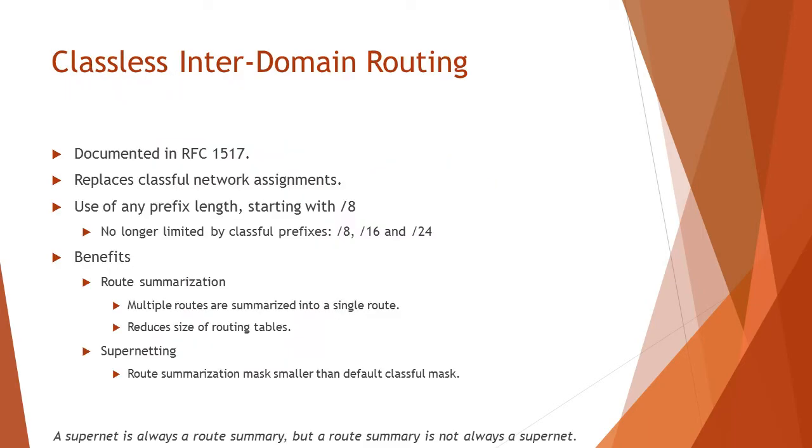Domain routing. Documented in 1993, in RFC 1517, it replaces classful network assignments and enables the use of any prefix length bigger or equal to /8. Some of the benefits of this addressing scheme are that it enables route summarization, which implies that multiple routes can be summarized in a single route, and supernetting, which consists in assigning a route summarization mask smaller than the default classful mask.